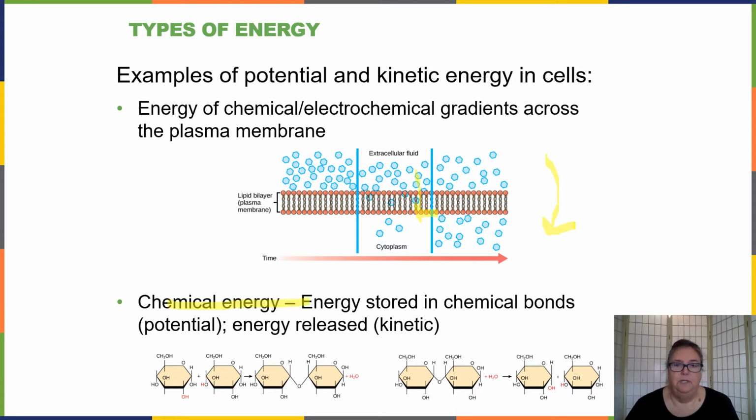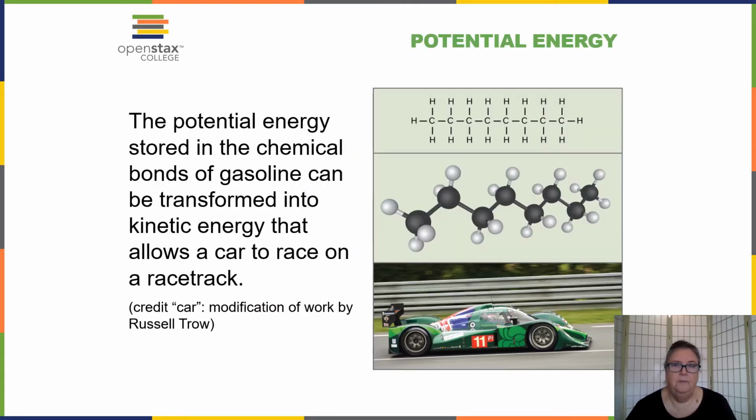So chemical energy stored in chemical bonds is potential energy, and when it's released, we call that kinetic. So here we have a carbohydrate chain, and as we break that up, it looks like they're breaking it up into disaccharides. We're releasing energy. We mentioned gasoline. The potential energy stored in chemical bonds of gasoline can be transformed into kinetic energy. And so that kinetic energy is movement.